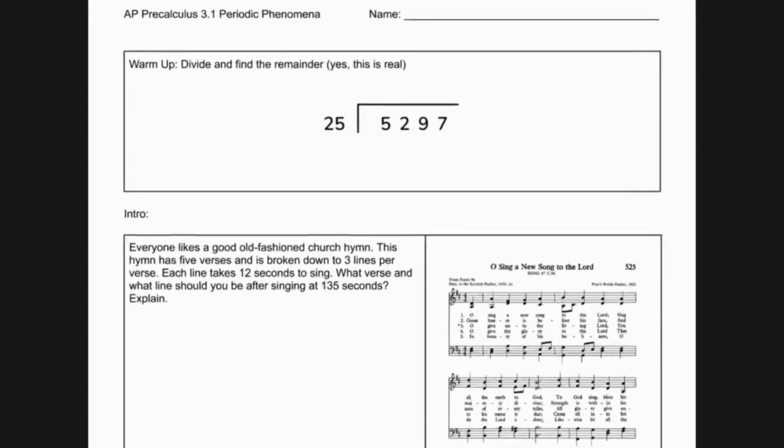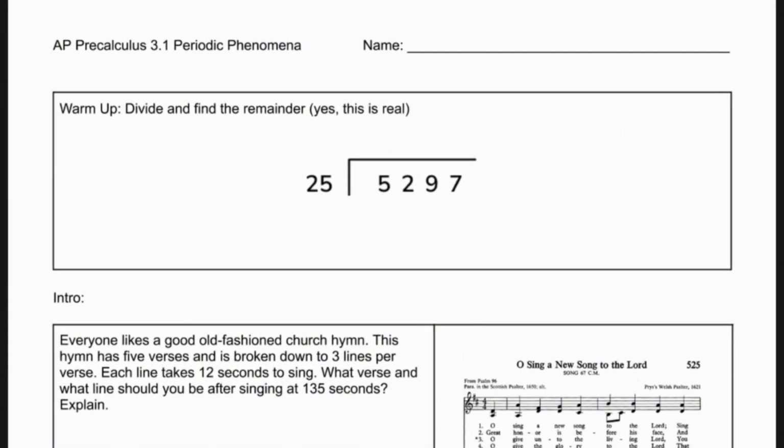Now, our warm-up, kind of strange. Divide and find the remainder. Yes, this is real. All right, so regular old long division. 25 goes into 52 twice. Multiply it by 50. Subtract. Bring down the 2. Bring down the 9.